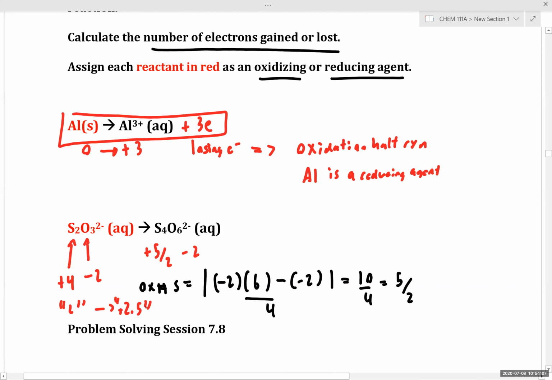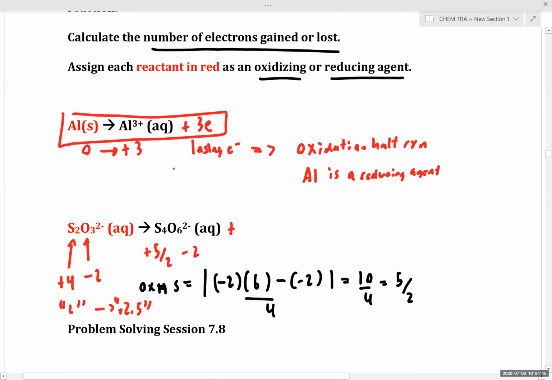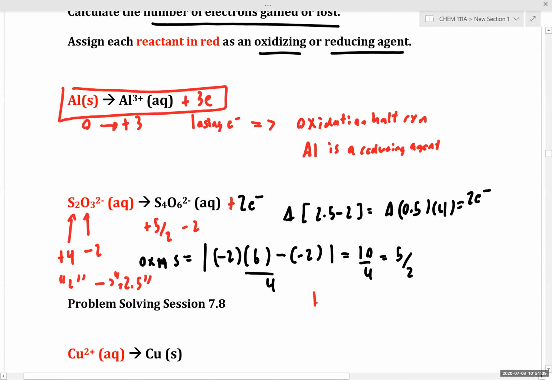Since our oxidation number is getting larger, we are losing electrons. And to figure out exactly how many electrons we've lost, we're going to take our difference, which is 2.5 minus 2. So we have our difference of 0.5 times the number of sulfur atoms, which is 4. So we have 2 electrons lost. So if we are losing electrons, we'd consider this an oxidation half reaction.